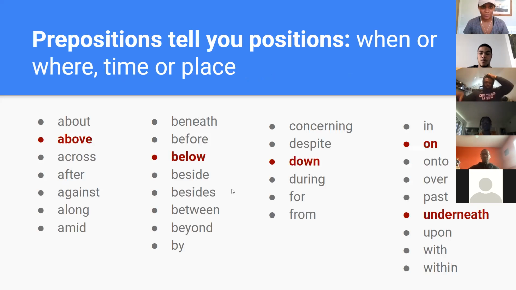So what is a preposition? A preposition tells you two things, when and where, or it tells you the time and the place. If you remember that, you will be able to recognize prepositions, right? It tells you when or where, or it tells you the time and the place, right? So I'm going to give you some examples.